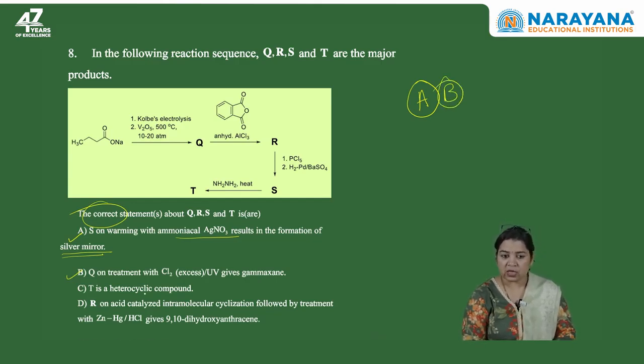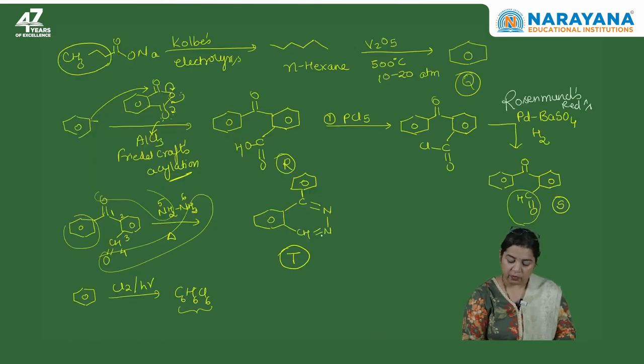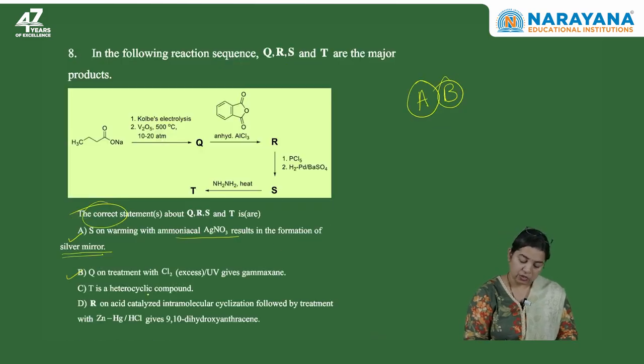Coming next, T is a heterocyclic compound. T is the last one that we formed. Where is T? Yes, T has a heterocyclic nature. So that statement is also true. It is a heterocyclic compound. So till here we have got A, B, C.